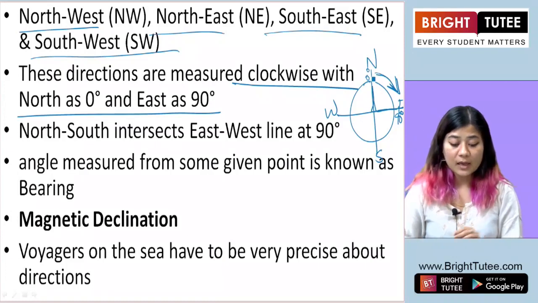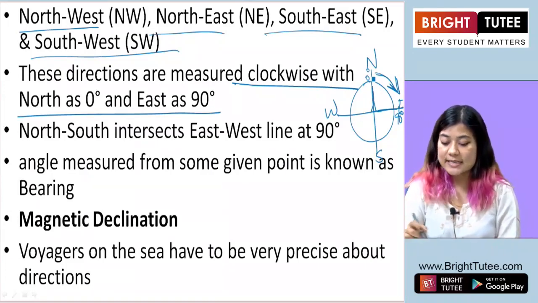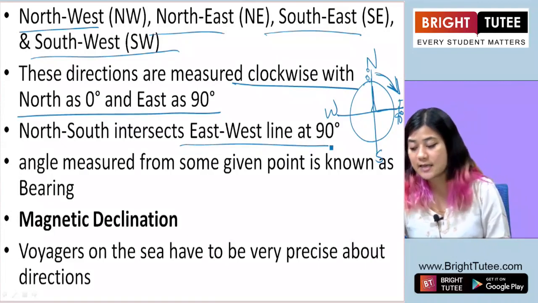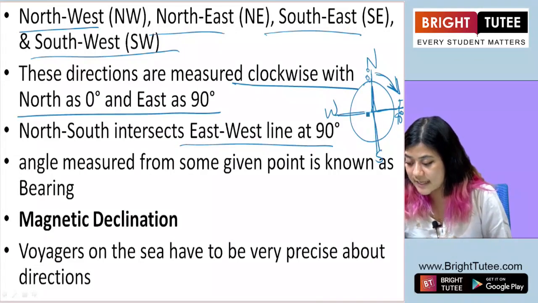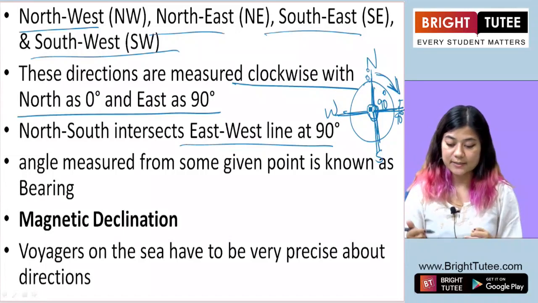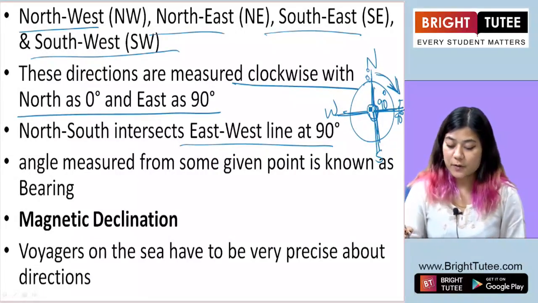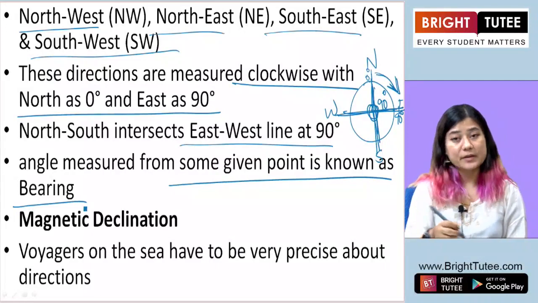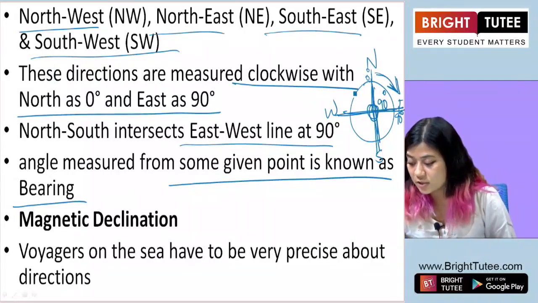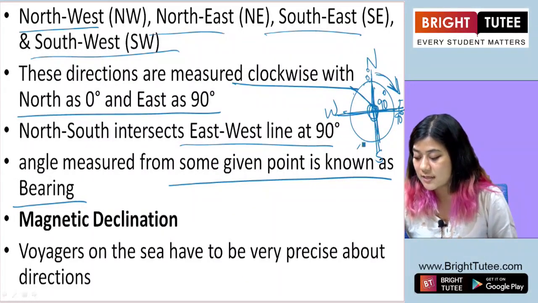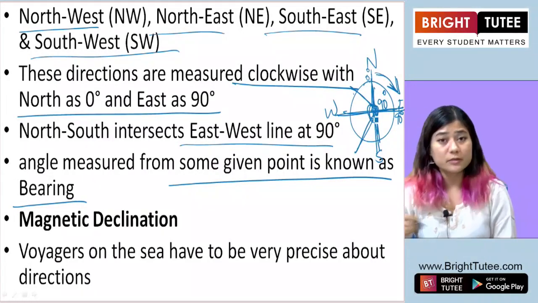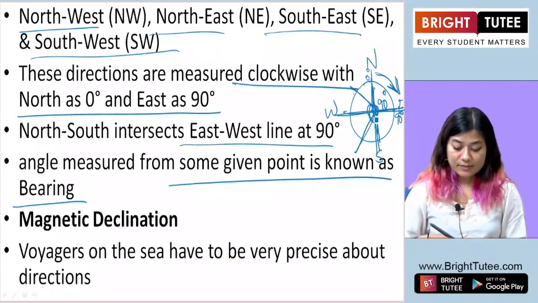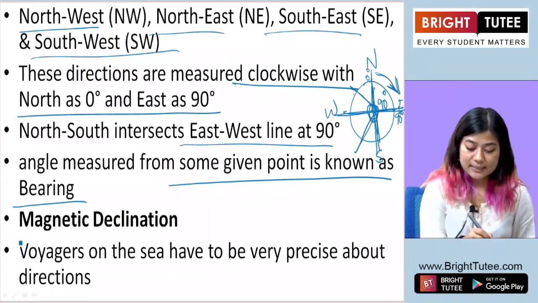Okay, now the north-south line intersects the east-west line at 90 degrees. This is the 90 degree. Alright, they intersect. Now the angle measured from some given point is known as bearing. The angle which is measured from any given point, be it here in this northwest direction, southwest direction, this is called bearing.